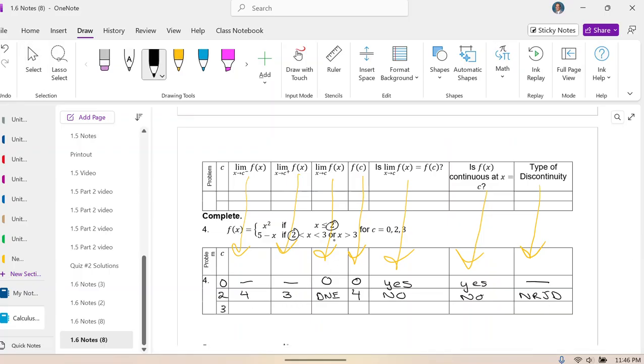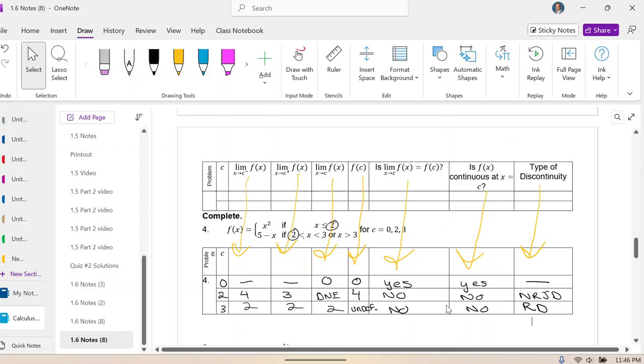3 is not a changing point because it's only for this part. So the limit as x approaches 3, if you do it from the left and the right here, from the left it's 2, and from the right it's also 2, so therefore it's 2. F of 2 is undefined, so therefore it's not the same, it's not continuous, and this would be a removable discontinuity because the limit exists, but the function value does not.